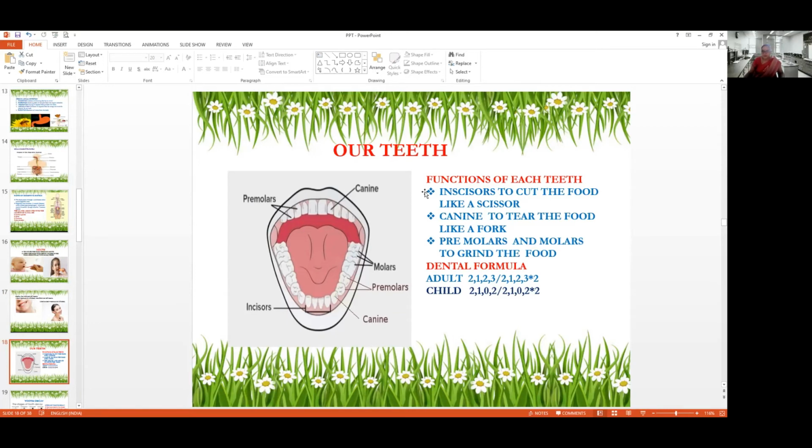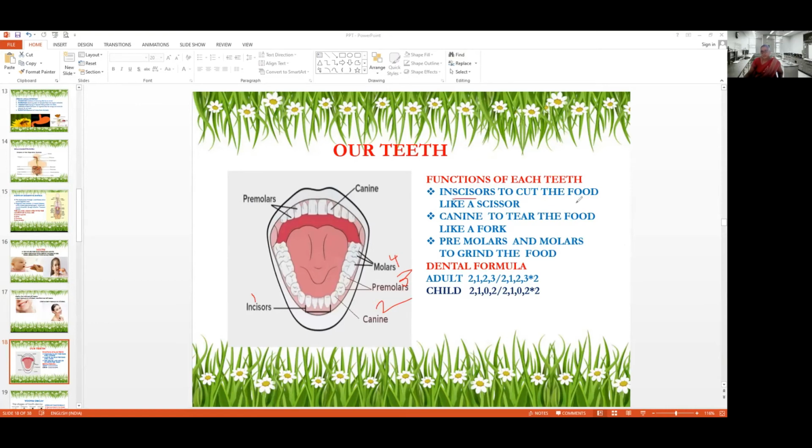So under permanent teeth, there are 4 different types of teeth: incisors, canines, premolars, and molars. There are 32 teeth in total, that is 16 in the lower jaw and 16 in the upper jaw. Now we are going to see the function of each and every tooth.